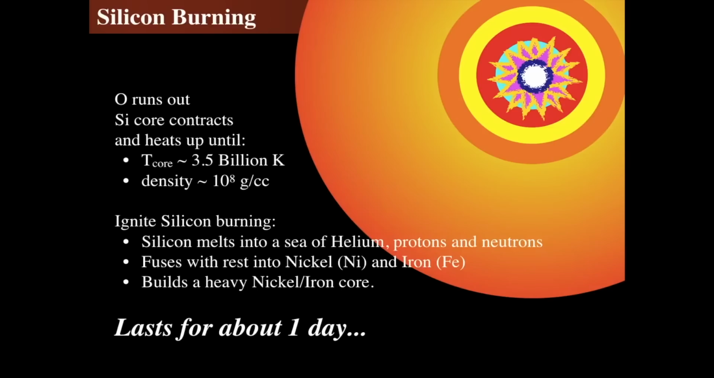And finally, when silicon burning occurs, the temperature is so incredibly hot that the silicon itself cannot withstand the intensity of the light that's there. The photons are so incredibly energetic at this temperature that they actually break the silicon apart into helium again and back down to protons and neutrons. So the silicon's getting destroyed by the light. And then the rest of the silicon is fusing into nickel and iron.